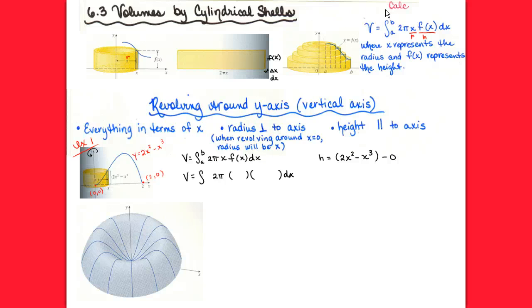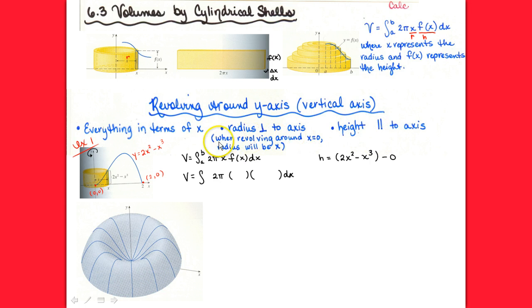Now, as we've already alluded to, when you're revolving around a y-axis or a vertical axis, everything is going to be in terms of x. But here is a constant in both sections 6.2 and 6.3. The radius is always perpendicular to the axis that you're revolving around, no matter what section you're in. So that's something that we can use as a foundation to hold on to. If my radius is perpendicular, that means my height's going to have to be parallel, right? So that would be something else that will help us here.